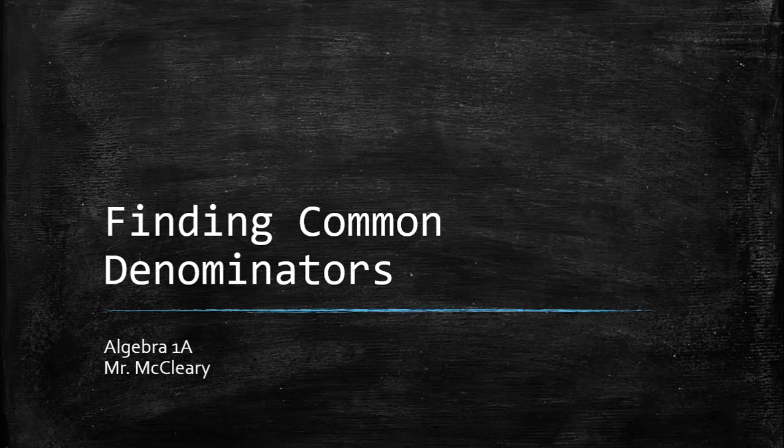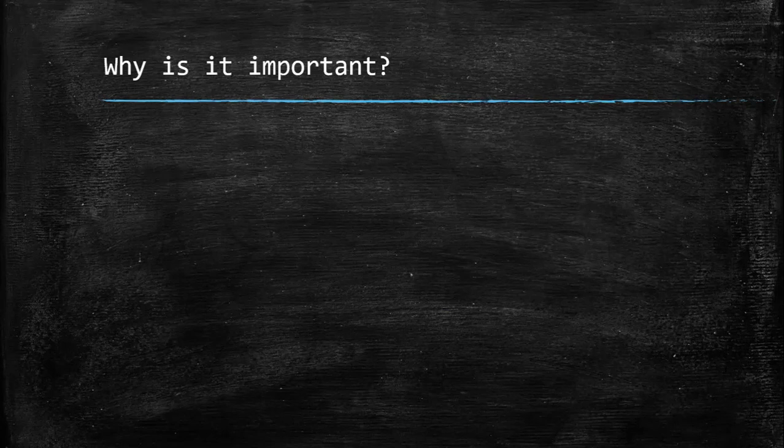All right, today we are going to continue our work with fractions and we're going to talk about finding common denominators. So remember that a fraction is made up of two parts. You've got the numerator, which is on top of the fraction bar, and the denominator, which is on the bottom of the fraction bar. And it's often important to find a common denominator for a couple reasons.